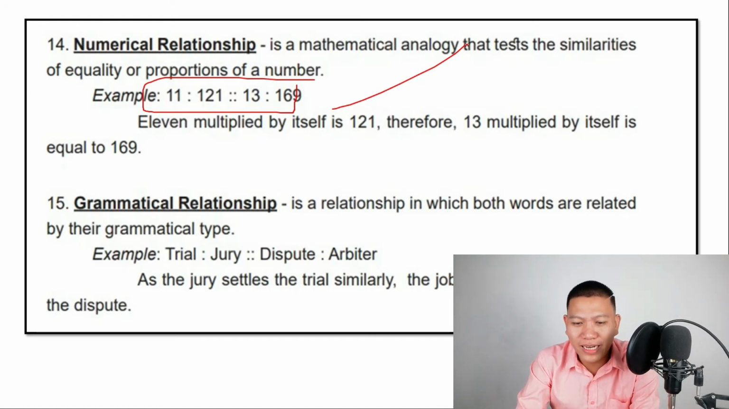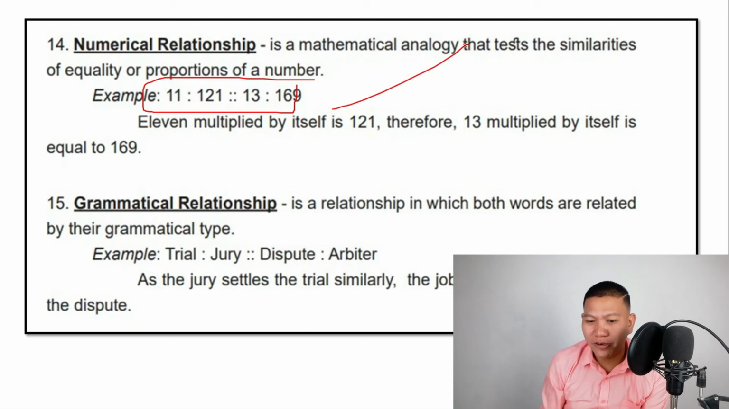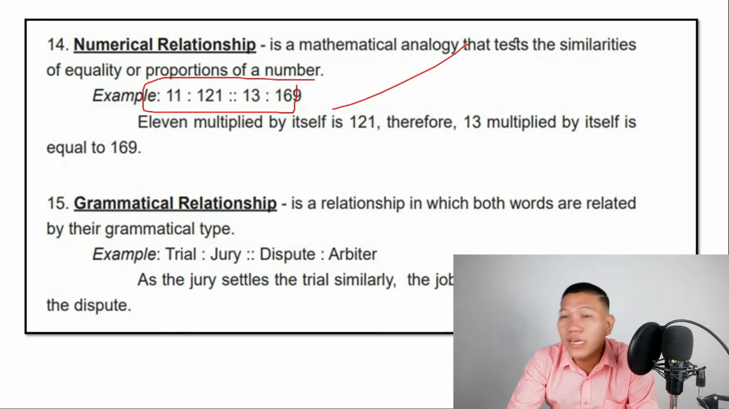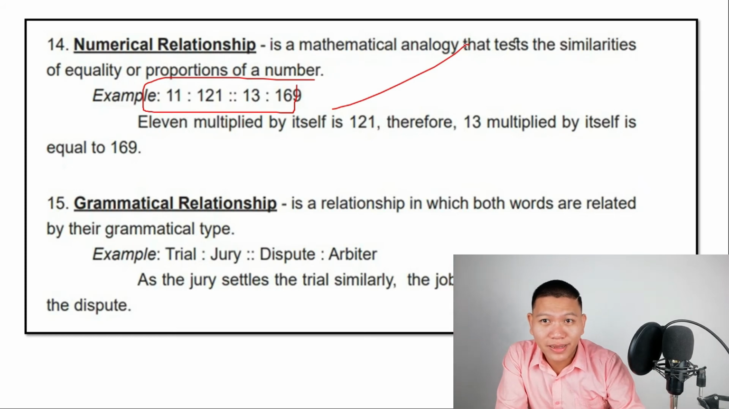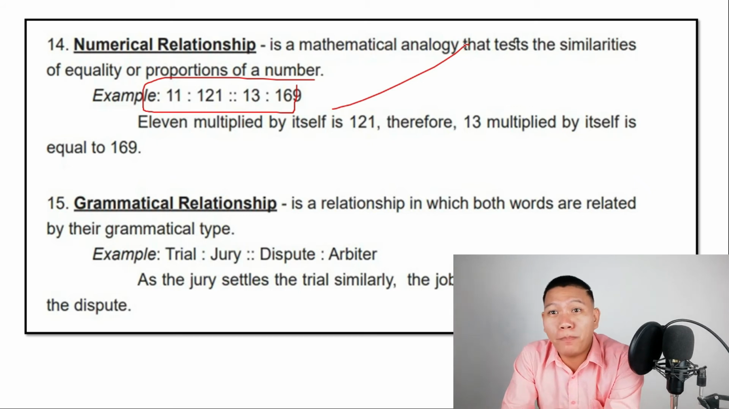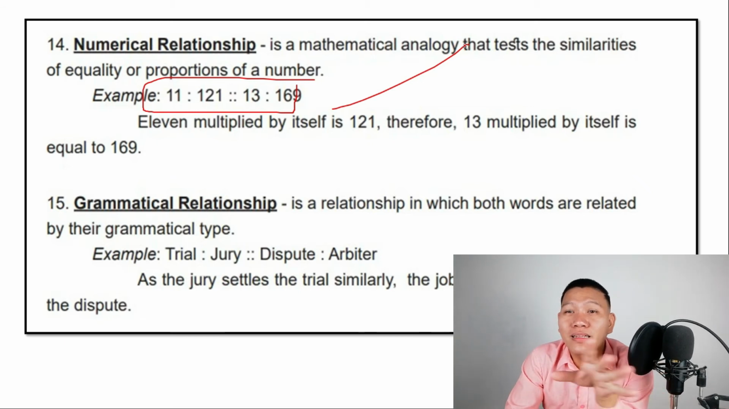Example, trial is to jury, dispute is to arbiter. Jury settles trial, so in trials, there are juries, and then in disputes, there are arbiters. Which both are, okay. Maybe, let me simplify it, grammatical relationship. Noun is to man. The word man is an example of noun. In the same way, verb is to jump. Jump is an example of a verb. So that is grammatical relationship.